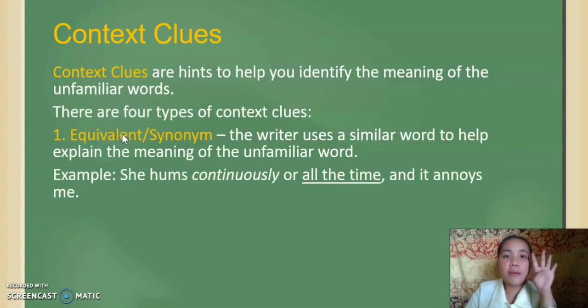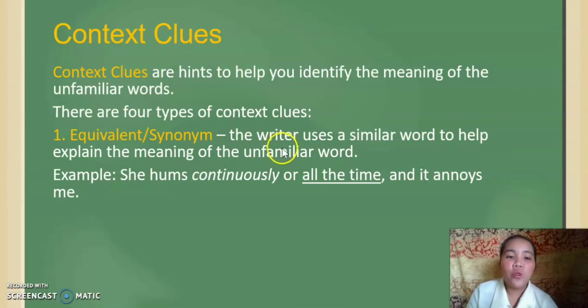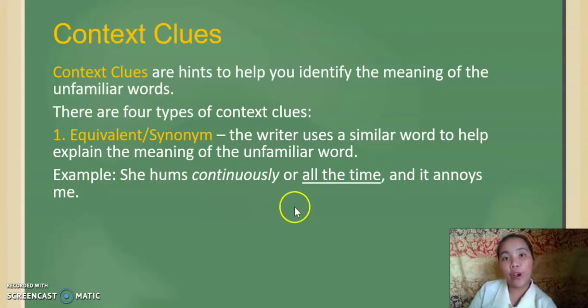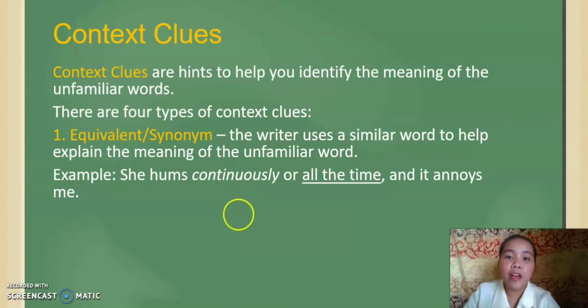There are four types of context clues, and the first one here is equivalent or synonym. So the writer uses a similar word to help explain the meaning of the unfamiliar word. Now, the example here: she hums continuously, or all the time, and it annoys me. The unfamiliar word here is the word continuously, and the context clue here is the word all the time. So it is a synonym to the word continuously. Okay, did you get that, class? So always remember synonym, similar word.